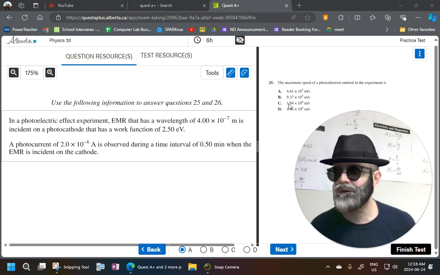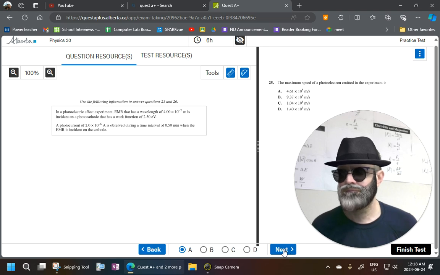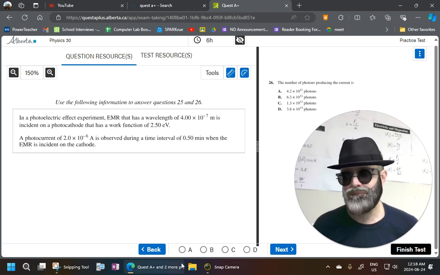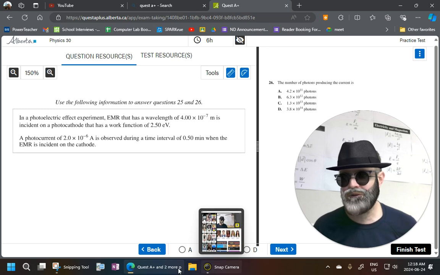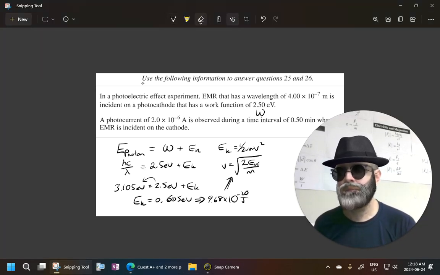All right, so we're at A there, so good. In this same experiment, how many photons are produced here? All right, so we're using the second part of this question. Let me just go to the snipping tool here. I'm going to erase all this stuff that we just did.